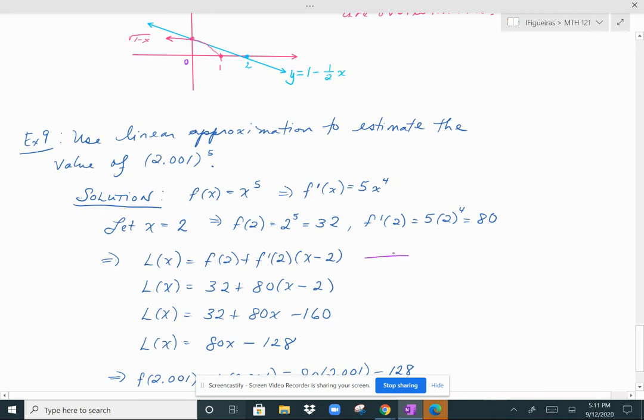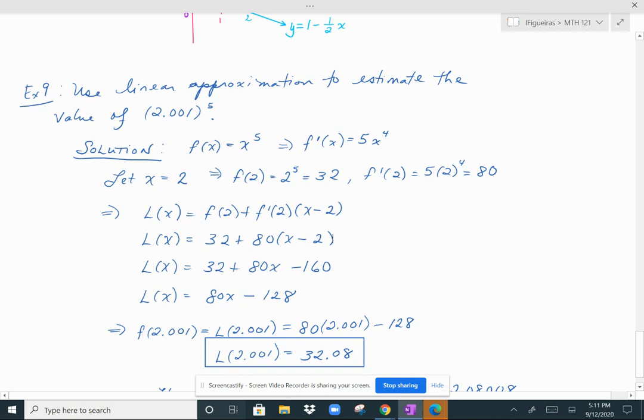So L of x, according to the formula, is f of 2 plus f prime of 2 times x minus 2. So we know that f of 2 is 32. We know that f prime of 2 is 80, times x minus 2. Distribute and then combine like terms. And so we get the linearization is 80x minus 128.